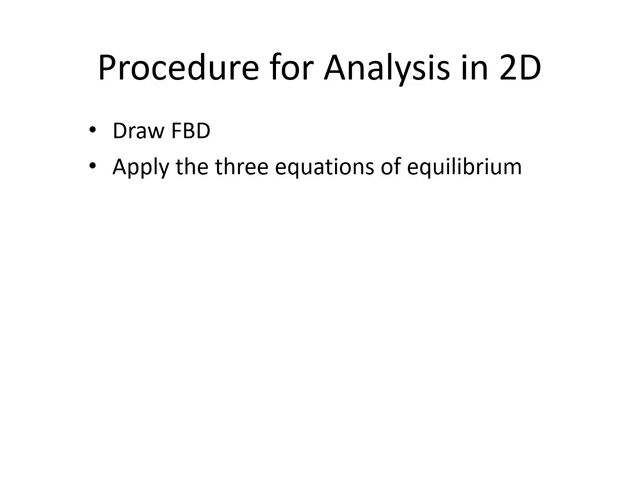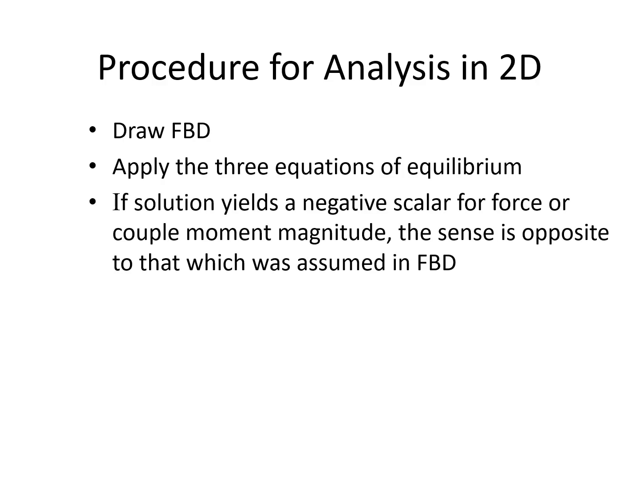So how do we analyze these in 2D? The first step is to draw the free body diagram. And then we apply those three equations of equilibrium. The sum of the forces in the x direction is equal to 0. The sum of the forces in the y direction is equal to 0. And the sum of the moments about some point is equal to 0. When we solve, if any of the results turn out negative for a force or a moment, then we just know that the sense is opposite to what we assumed in the free body diagram. It just goes in the opposite direction.